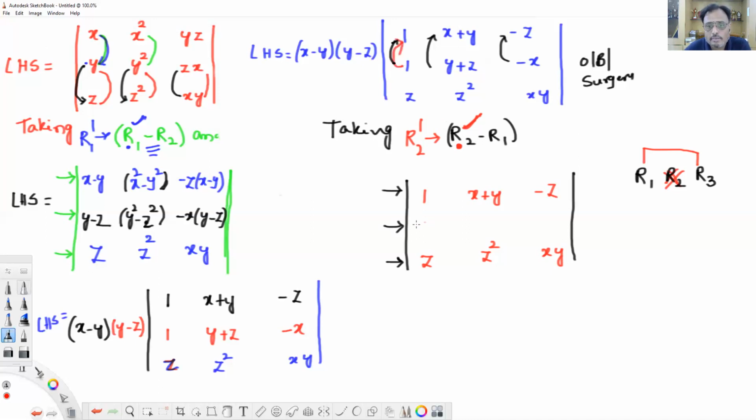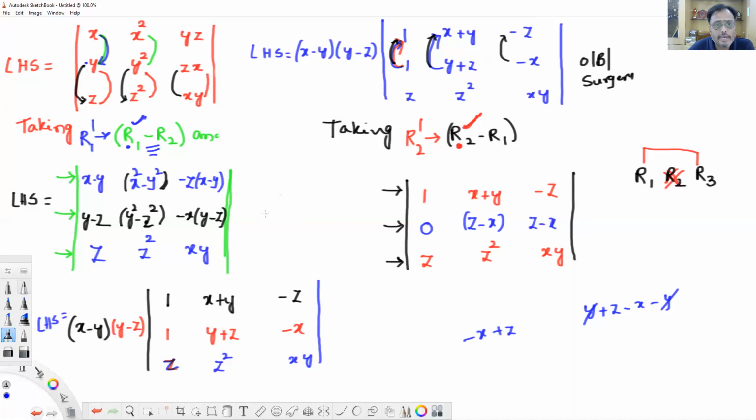1 minus 1, 0. I'm going to change the color now once again. Like 1 minus 1 here, 1 minus 1, 0. Now we have to go for this: y plus z minus x minus y. That means z minus x. Z minus x you get. And here R2 minus R1, minus x plus z. That means z minus x.